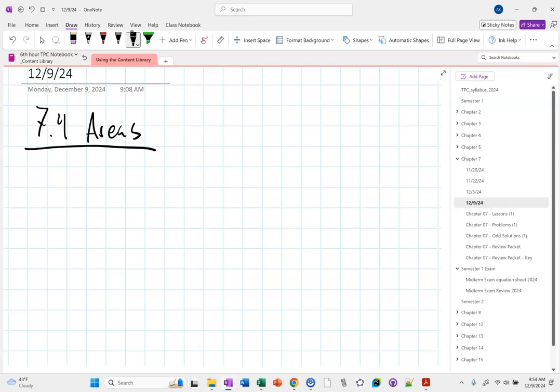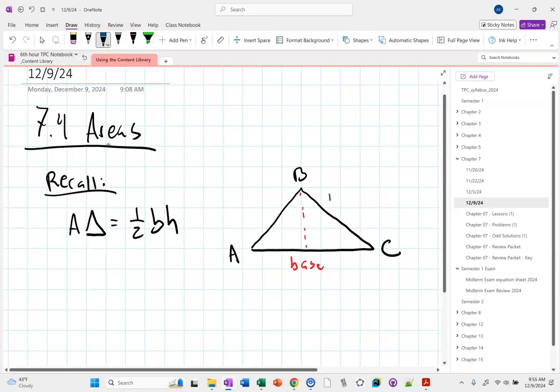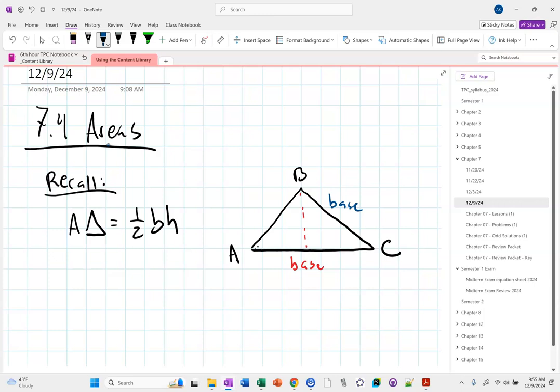So hopefully you guys remember from geometry that the area of a triangle is 1/2 base times height, right? But here's the problem. If all I'm given is side lengths and angles, the height of our triangle isn't going to be any of those, right? Doesn't matter which side I think of as the base.